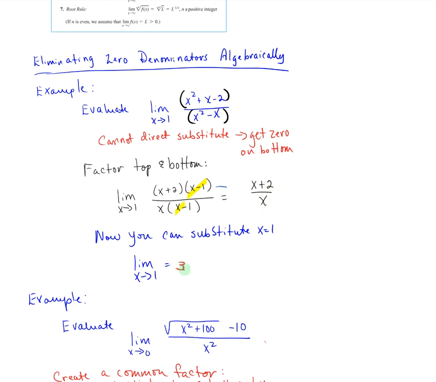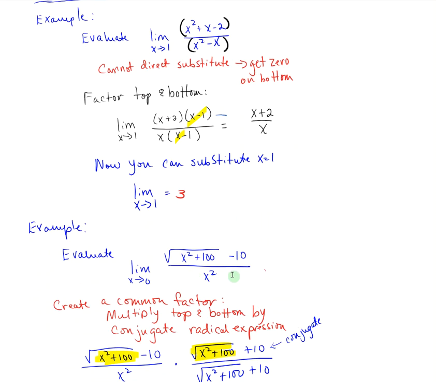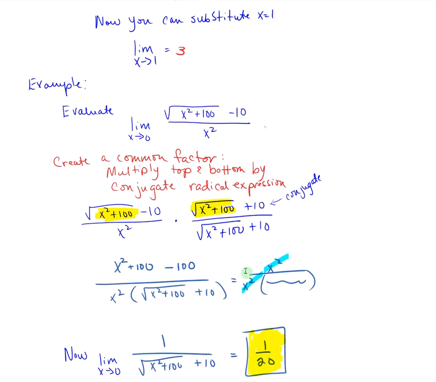If you were to put it in the calculator and look at it, that's what you would get. If you looked in your table, the closer you got to 1, the closer you're going to get to 3 on the y value. How about when you have a radical?